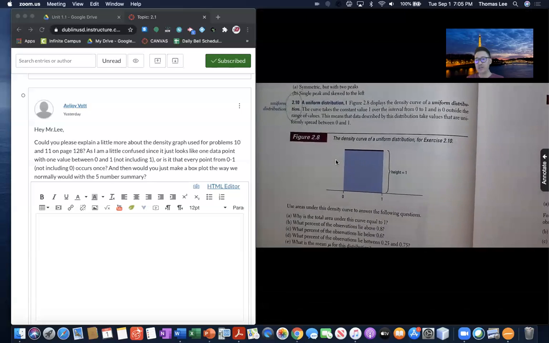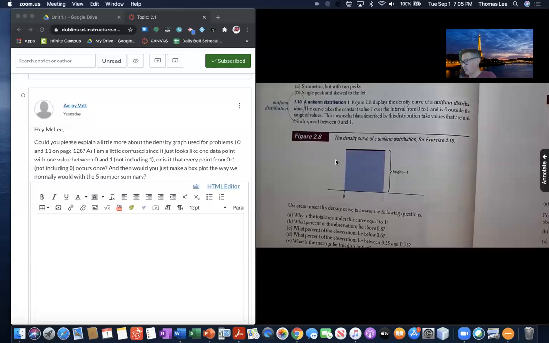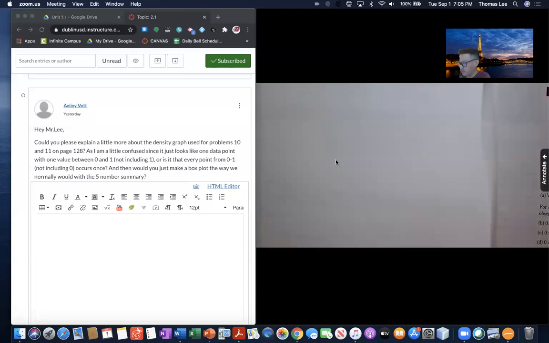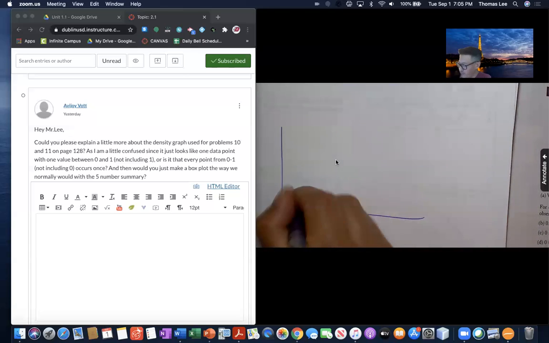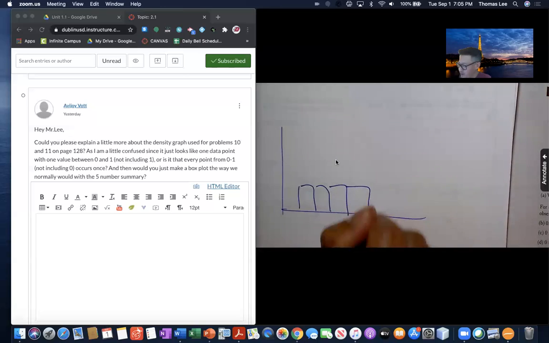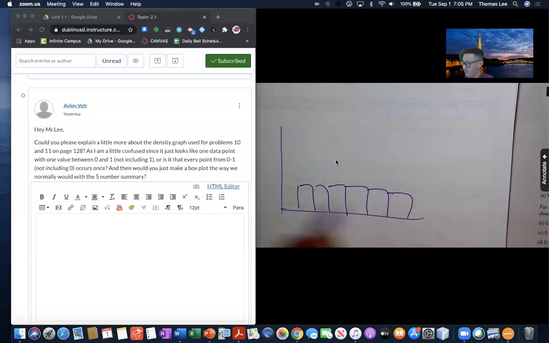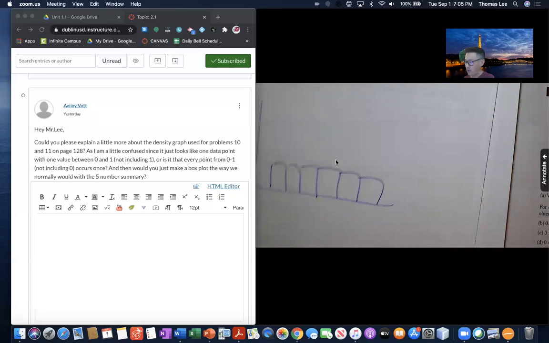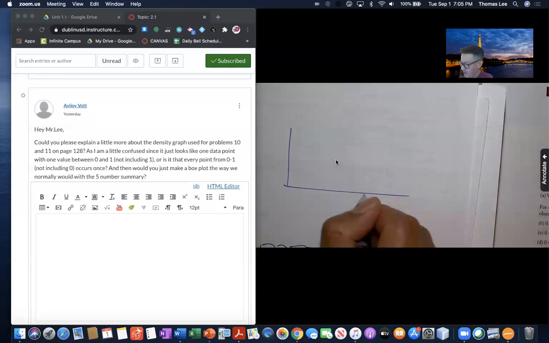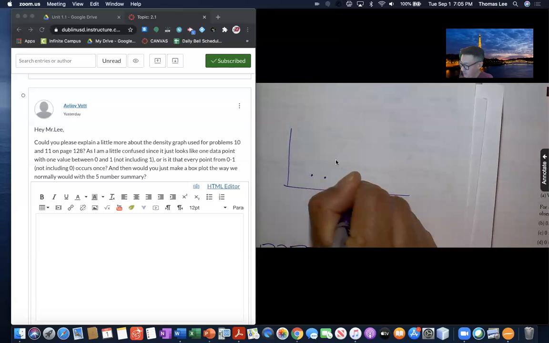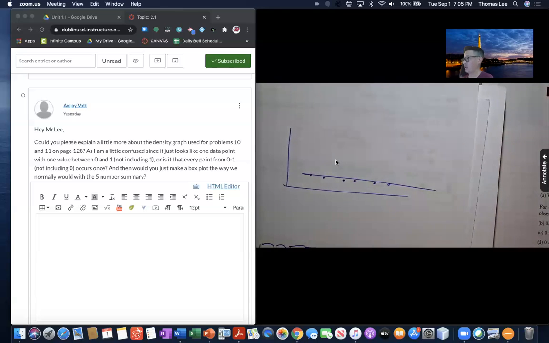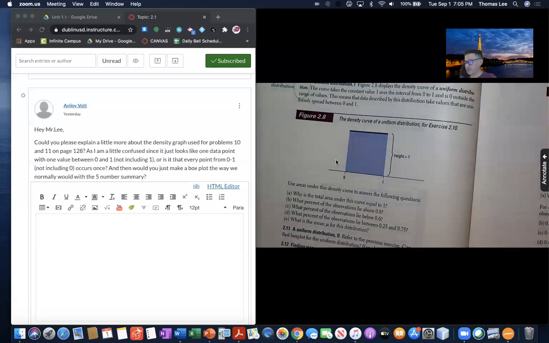So in 10, it says, okay, now we have a uniform distribution. Remember what a uniform distribution looked like? If we're drawing a histogram of a uniform distribution, it would basically look like that, where every outcome has the exact same frequency. It's kind of like a straight line, and that's a histogram. Now, if we had a dot plot, it would look something like this, right? Just a horizontal line going across, because everything has basically the same frequency.